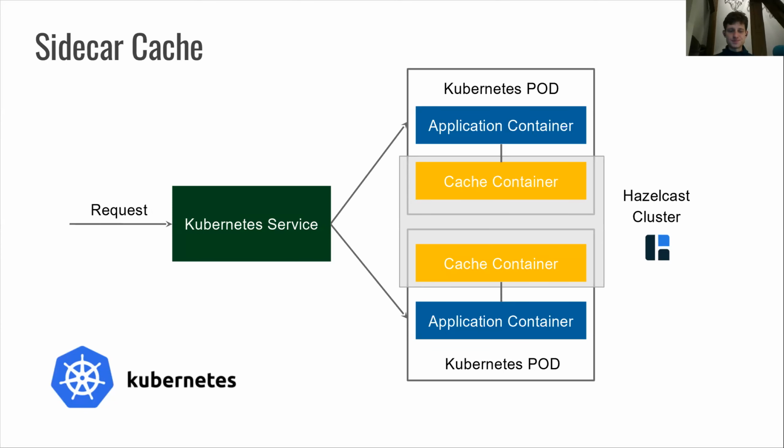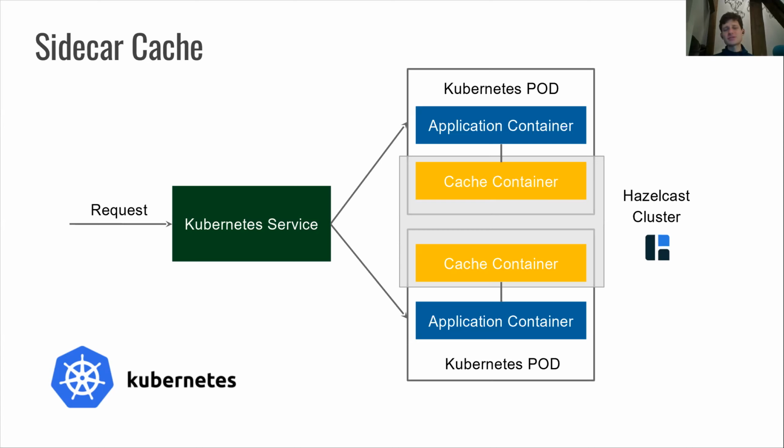How it looks like. Again, a request goes to our system. It's load balanced to one of the applications. But this time in our Kubernetes pod, we have not only the application, but also the cache container, the cache server. And then the application connects to the cache server using localhost, because it knows that your sidecar container is always available at localhost. And obviously all these sidecar cache containers form one consistent caching cluster.